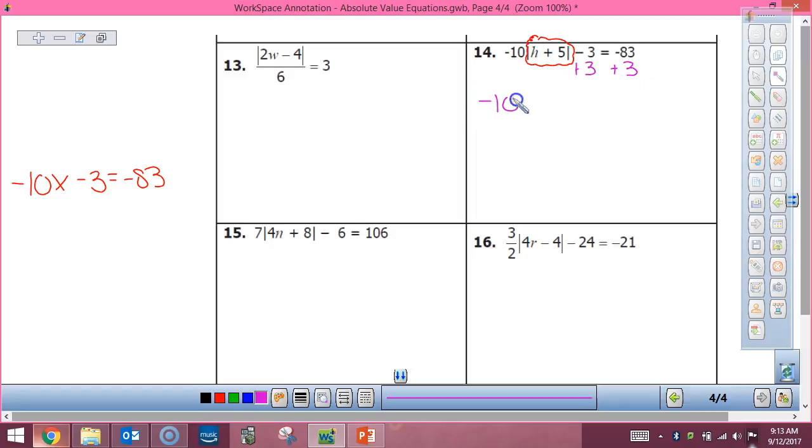we have negative 10 times the absolute value of h plus 5 equals negative 80. So after I got rid of this 3, now it looks like that. So now what would you do? Now I'm going to divide by negative 10. I have the absolute value of h plus 5 equals 8. And then what?